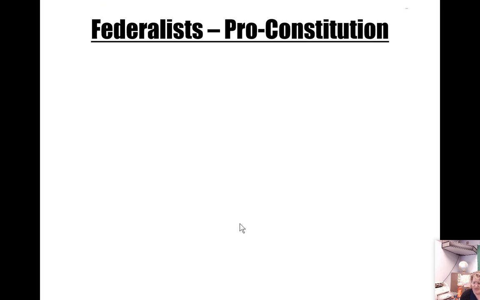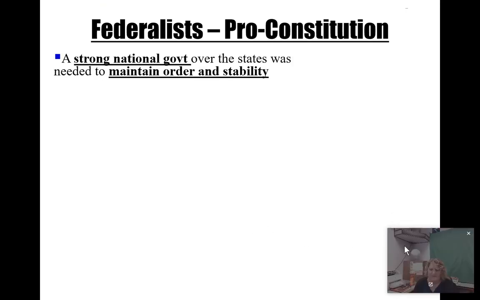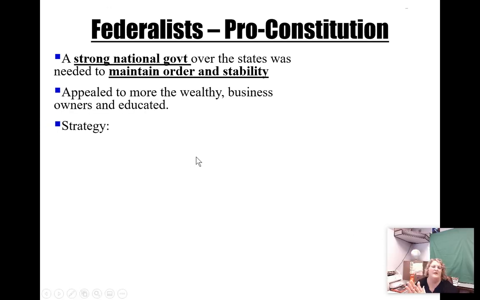So the view of the Federalists that are pro-Constitution, their view basically is that a strong national government is needed to maintain stability. They also appeal more to the wealthy or the business owners and the educated. And when I say educated, what I mean here are those who may have attended university, those who had some kind of degree to be able to practice their profession.